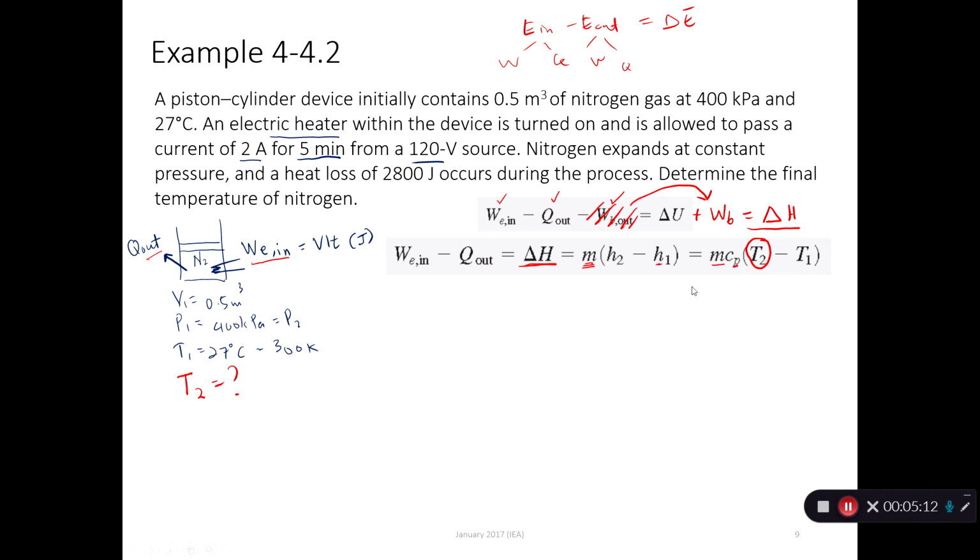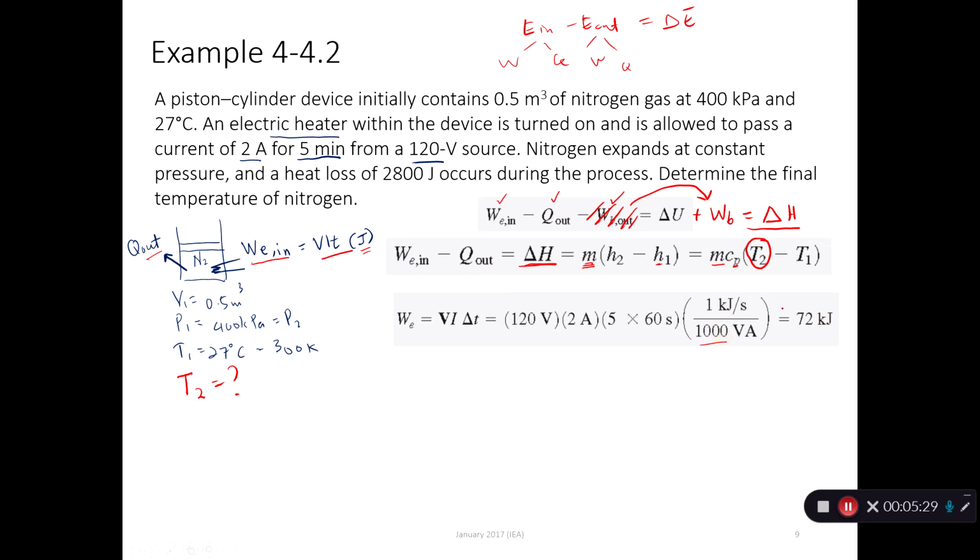Okay, so let's check for the information. WE can be found this way. VIT, we have it here. So VIT is in seconds. Remember, this is in joules. So if you want it in kilojoules, you need to divide by 1000.